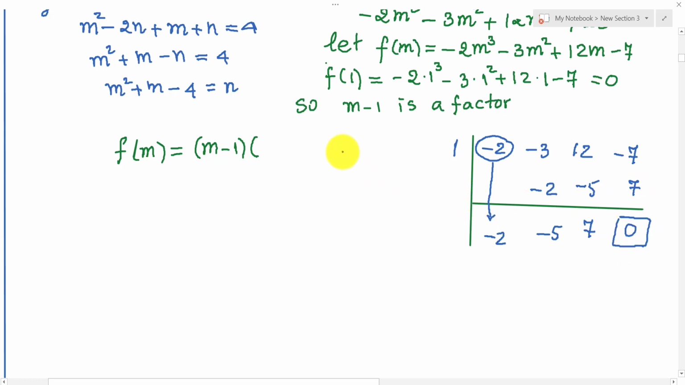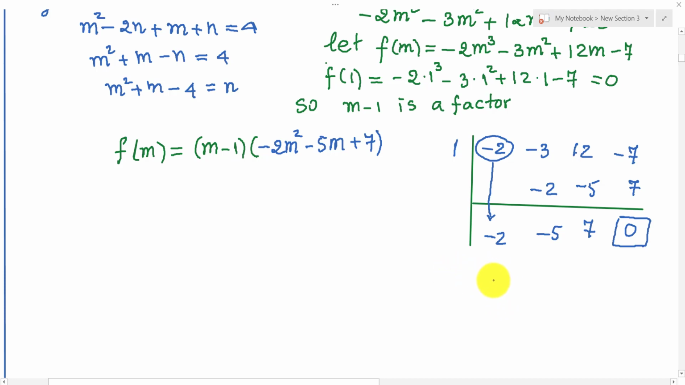Okay, so now we get f(m) equals m minus 1 multiplied by this minus 2m square. And this minus 5, so we get minus 5m. And this 7, we get plus 7. Okay, from this, minus 2m square minus 5m plus 7, I can multiply by grouping.